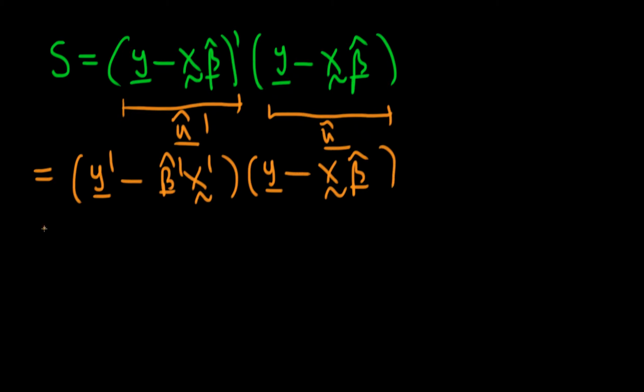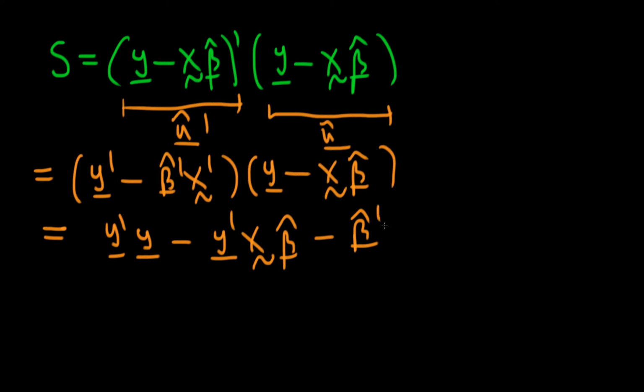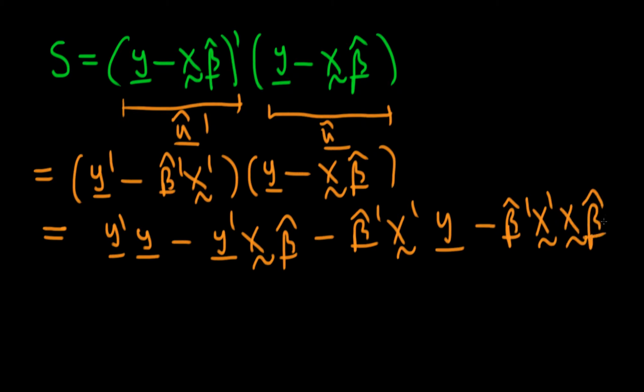Okay, and then we can simplify this by multiplying out these two parentheses. For my first term, I just get y prime times y, where y prime is y transposed. The second term, I get y transposed times x times beta hat. And then the third term, I get beta hat transpose times x transpose times y. And then for the final term, I just get beta hat transpose times x transpose times x times beta hat. Okay, so I've got a form of my sum of squared residuals, and it's quite messy. How do we go ahead dealing with this thing?